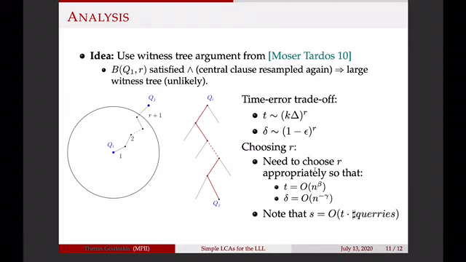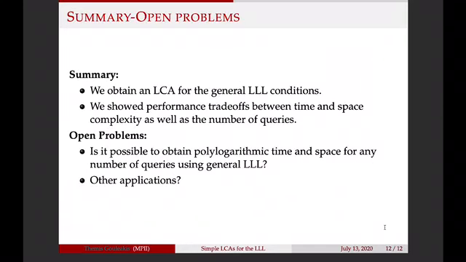Finally, note that the running time per query is linear in terms of the size of its ball, which implies that the total space needed is proportional to the running time per query and to the number of queries. To summarize, we have obtained the first local computation algorithm that works for the general conditions of the Lovász local lemma, which match the existential bound by Erdős and Lovász. Also, we have shown detailed performance trade-offs between the time and space complexity as well as the number of queries.